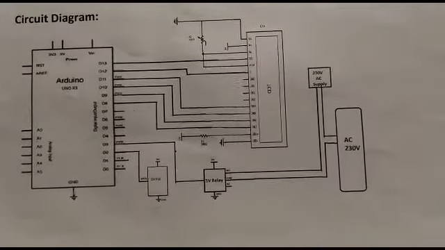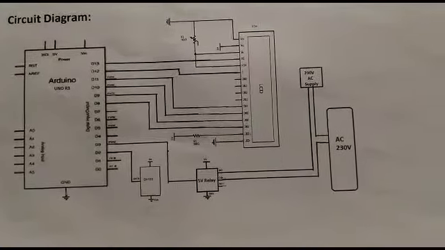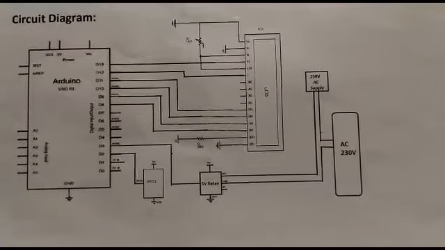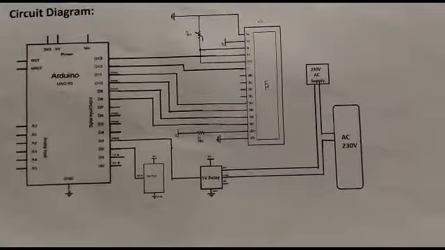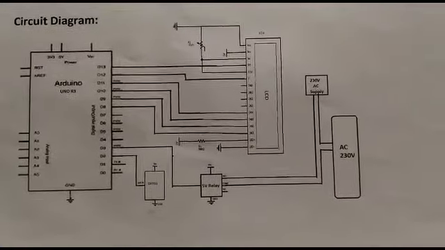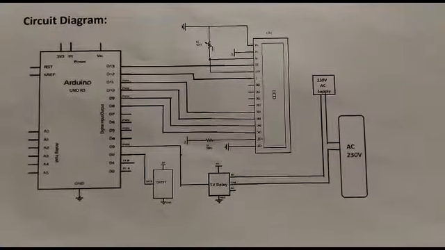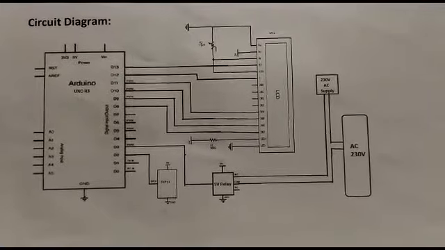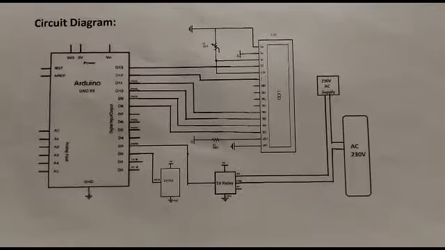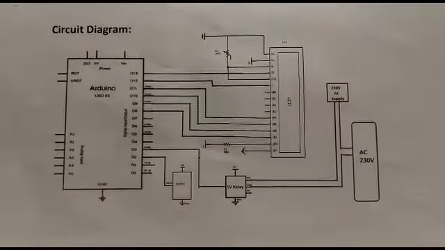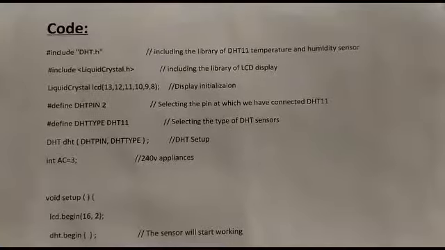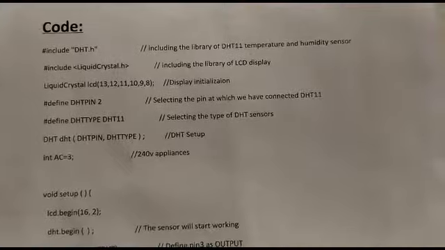The 5 volt relay is connected to pin number 3, and the 230 volt power supply is connected to the common point and the normally open point. When the temperature increases, it automatically starts the AC, and when the temperature decreases, it automatically switches off the AC. Here is the code for the working of the system.